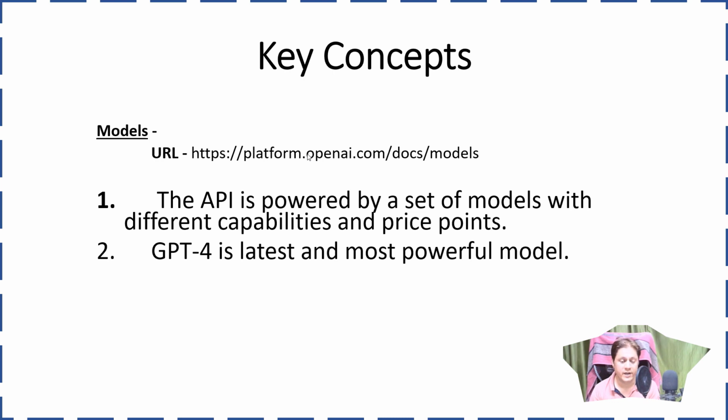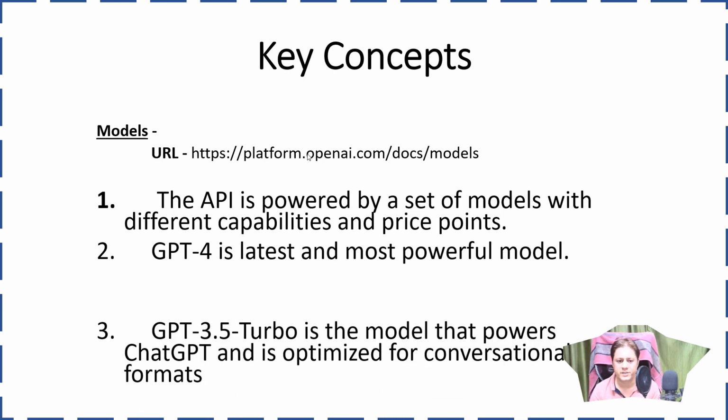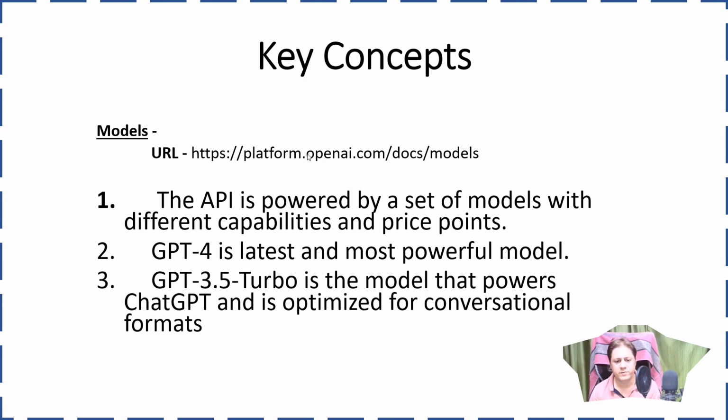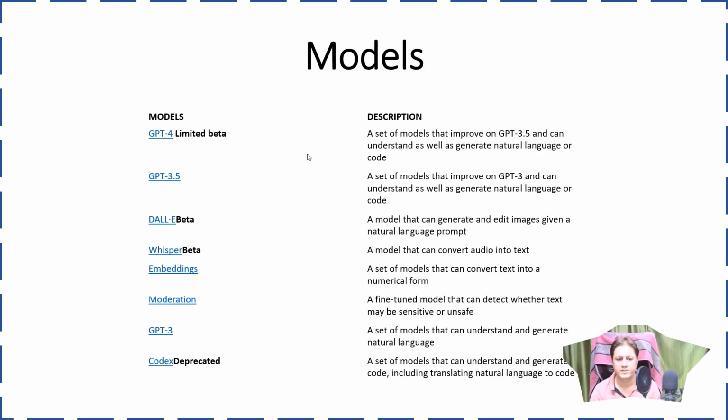GPT-4 is the latest model and it is the most powerful model. It was created on top of GPT 3.5, and GPT 3.5 Turbo is the model that powers ChatGPT. It is for conversational formats like the chatbot or question completions and whatever things we do. It's not for image generation and all. So these are regarding the models actually.